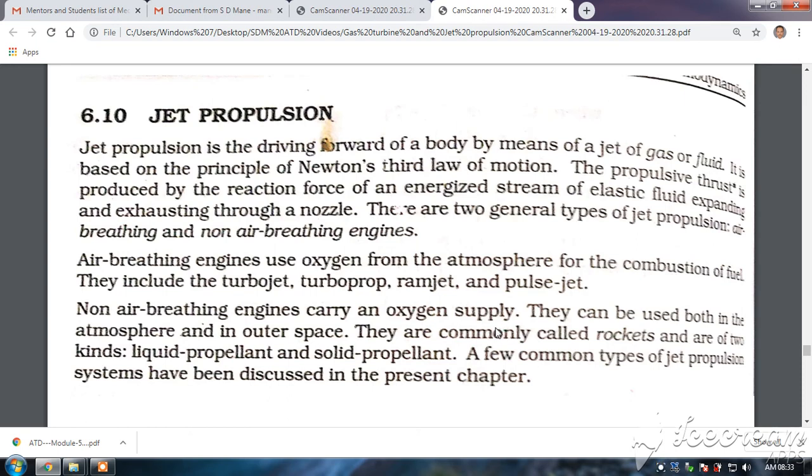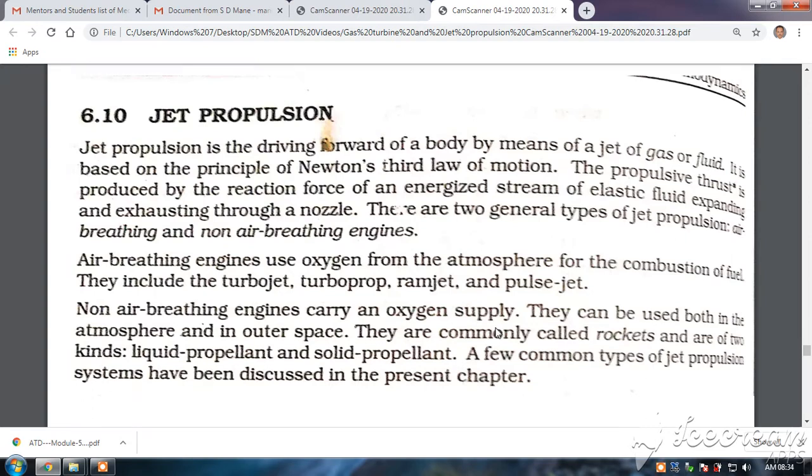Hello students, we will continue our discussion on module 2, that is gas turbines and jet propulsion. We have already seen gas turbines. Now the jet propulsion is there, and here only theory part is there in jet propulsion. So we will look at the four theory parts in this. Jet propulsion is the driving forward of a body by means of a jet of gas or fluid. So jet propulsion means driving the body by means of a jet of gas or fluid.